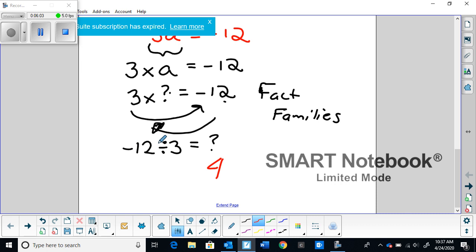Okay, and a negative divided by a positive is going to be negative. So in our case, A is equal to negative 4. Okay, so simply just doing that opposite operation, writing it out as a sentence.